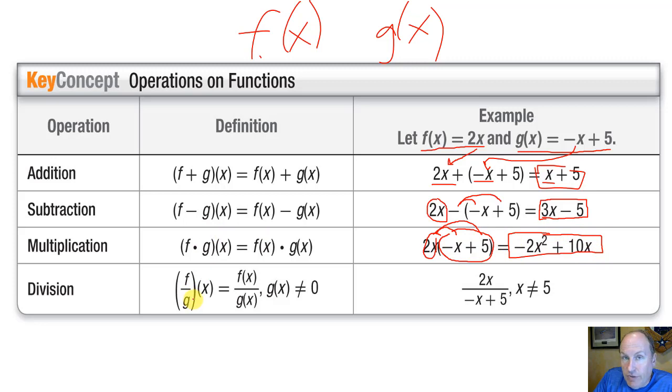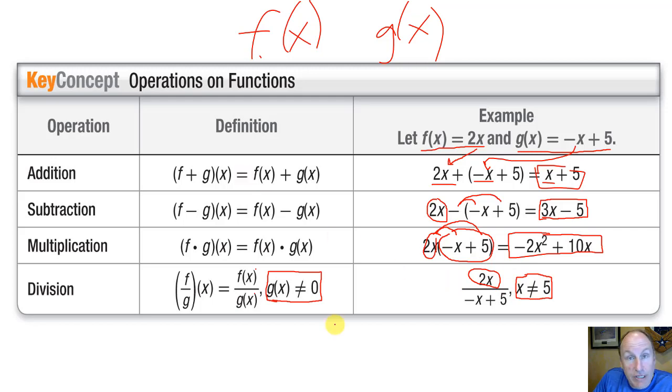And finally, division. We have to be careful with dividing, of course, because we can't divide by 0. So g of x can never take on a value of 0, or else the result is undefined. f divided by g of x, or f over g of x, would be equal to f of x divided by g of x. Again, using our example, f over g of x would be equal to f of x, 2x, divided by g of x, negative x plus 5, as long as we abide by the rule that x is not equal to 5.